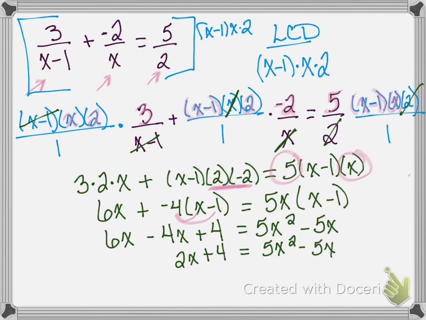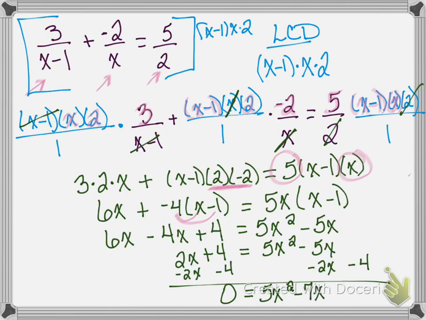So I am going to move the 2x over. So I'm subtracting 2x from both sides. And I am subtracting 4 from both sides. So I have 0 equals 5x squared minus 7x minus 4. Okay?